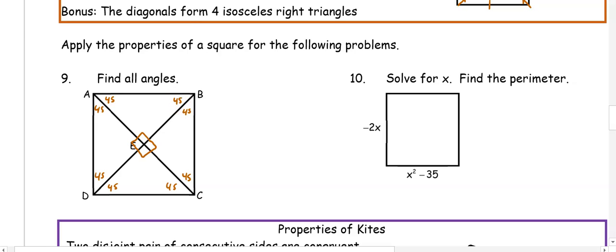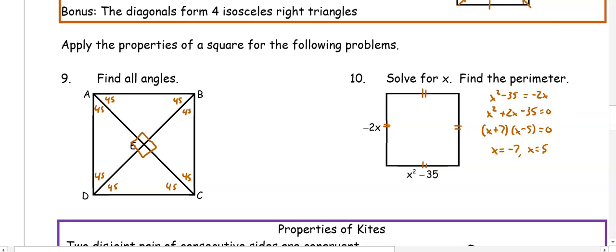In number 10, solve for x and find the perimeter. So from a rhombus, a square gets the property that all sides are congruent. So we have x squared minus 35 equals negative 2x. X squared plus 2x minus 35 equals 0. So we need two numbers that multiply to negative 35 and add to 2. So we would have x plus 7 and x minus 5 is equal to 0. So x is negative 7 and x is 5.